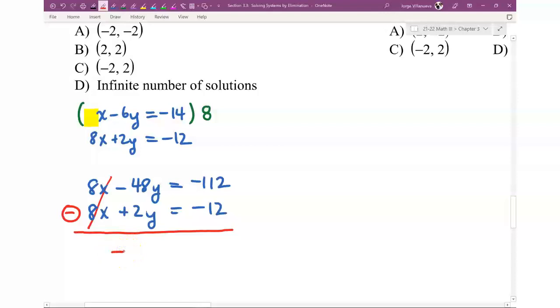Negative 48y minus a 2y is a negative what? So negative 48 minus 2. Remember, if they're both the same sign, add them together. So 48 plus 2, that's what you're doing. That's 50, right? Did they ever tell you guys if they have the same signs, you sum? Right? So negative 48 minus 2, same sign, so you sum them, 48 plus 2. And then negative 112 minus a negative 12. Again, calculators might be useful for you guys here. That's negative 100.